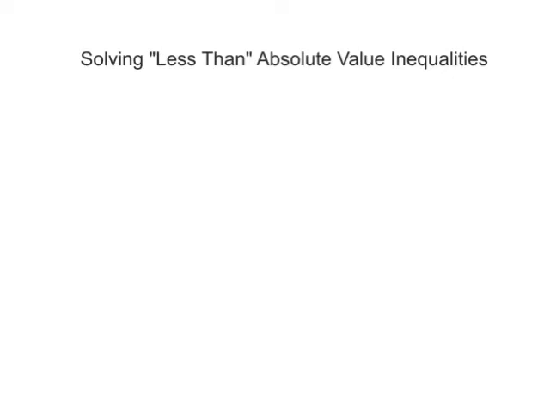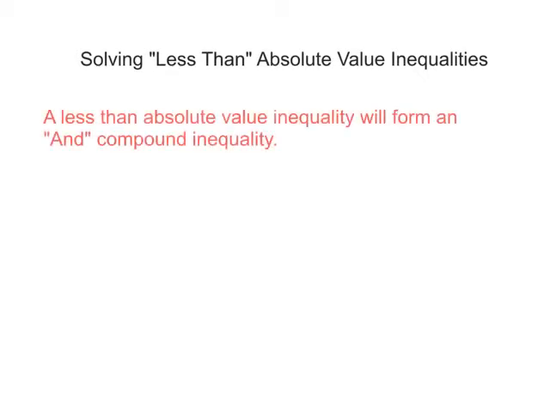In this video, we're going to be taking a look at solving absolute value inequalities that have a less than or equal to. A less than absolute value inequality will form an and compound inequality, which is similar to the inequalities that we talked about in the compound inequality video, where we have a three-part compound and inequality. We can do that same thing with a less than absolute value inequality.